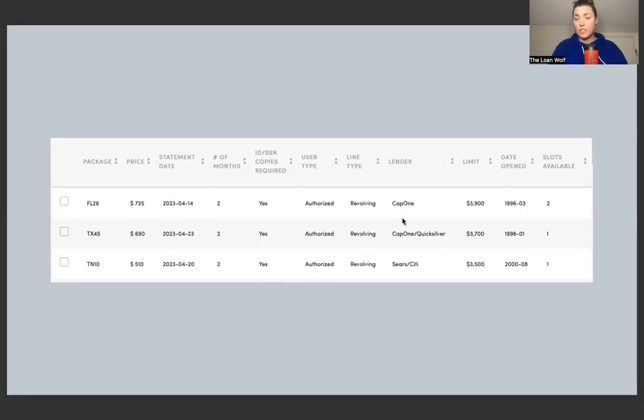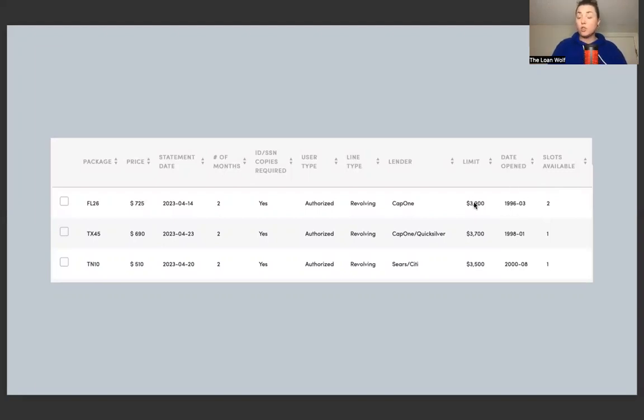In these particular ones, it's a Cap One or a Cap One Quicksilver, and then you have a Sears Citibank, right? So you see the limits. We have 3,900, 37, 35, and then you look at the date open. Look, 1996. There's 2 available slots. 1996 was a whole long time ago. So that would be adding a ridiculous amount of history, which could really help.